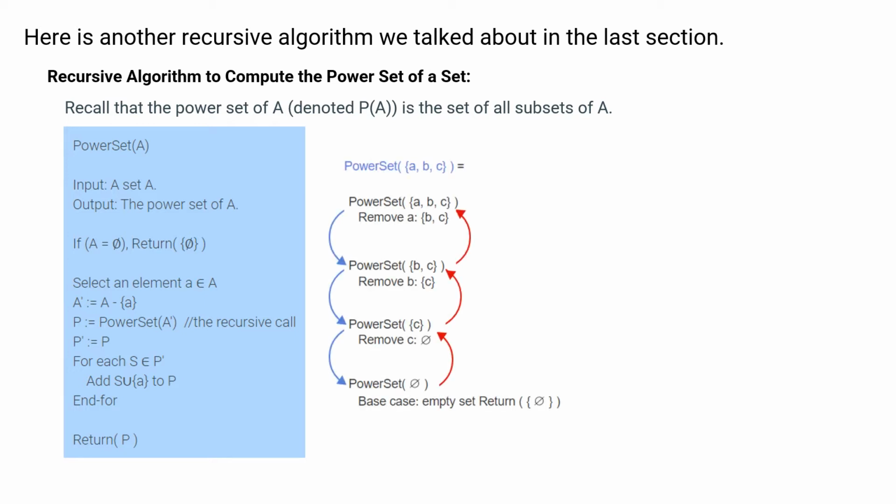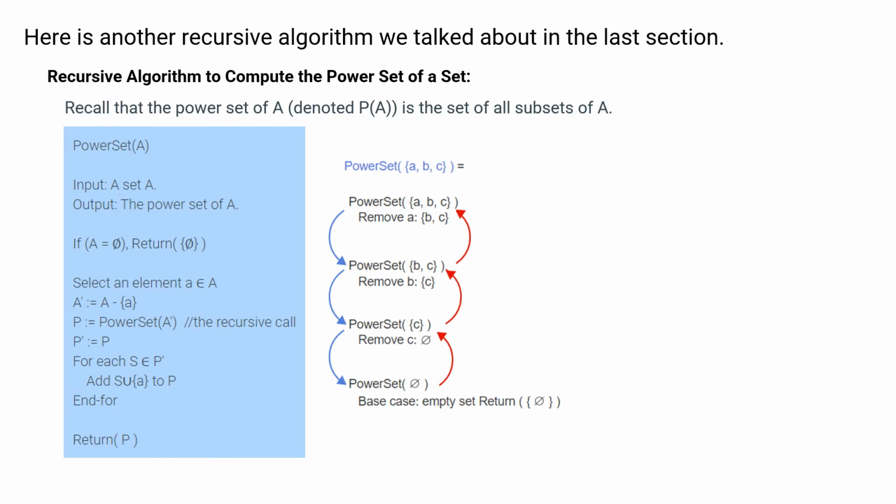So let's take a look at this example again, where we're taking the set ABC. The first time through, we would skip the step that says if A is the empty set, because it's not. We would go on and say, okay, we need to remove an element from our set. So this first time we removed the A.